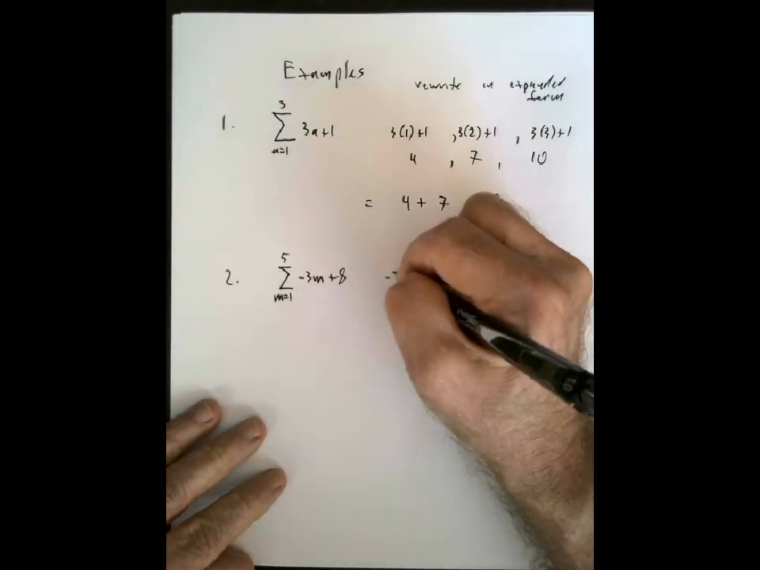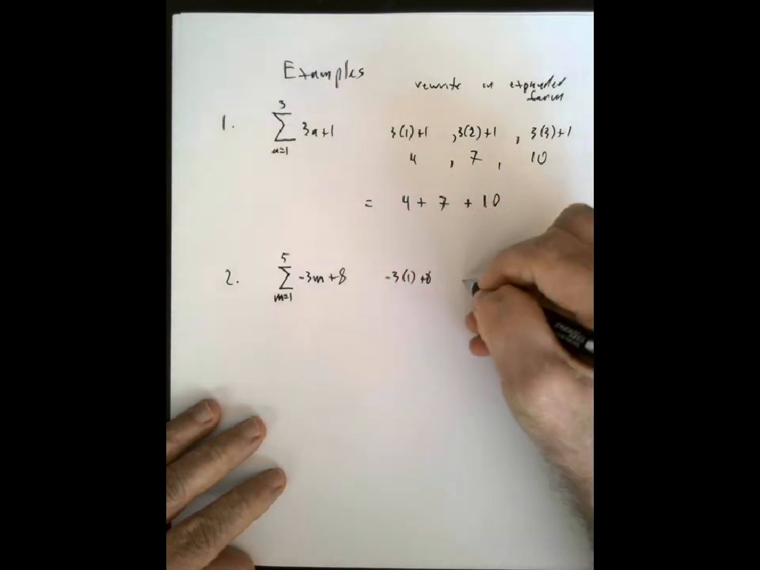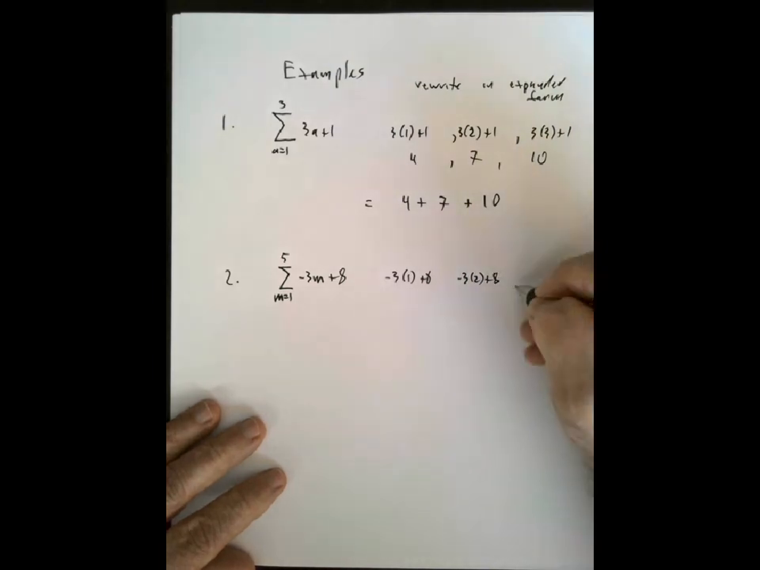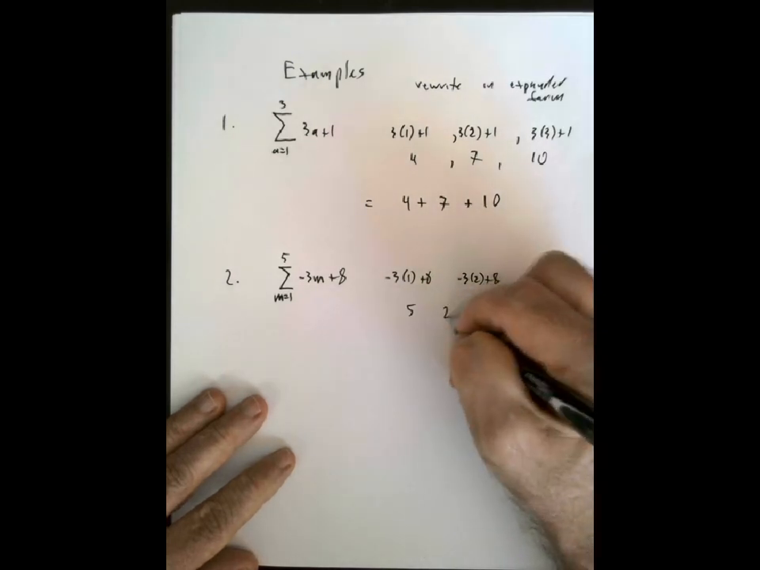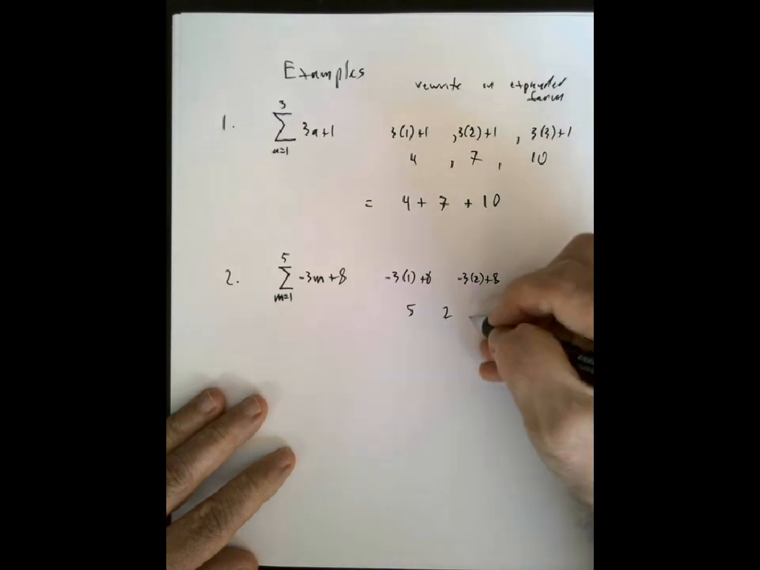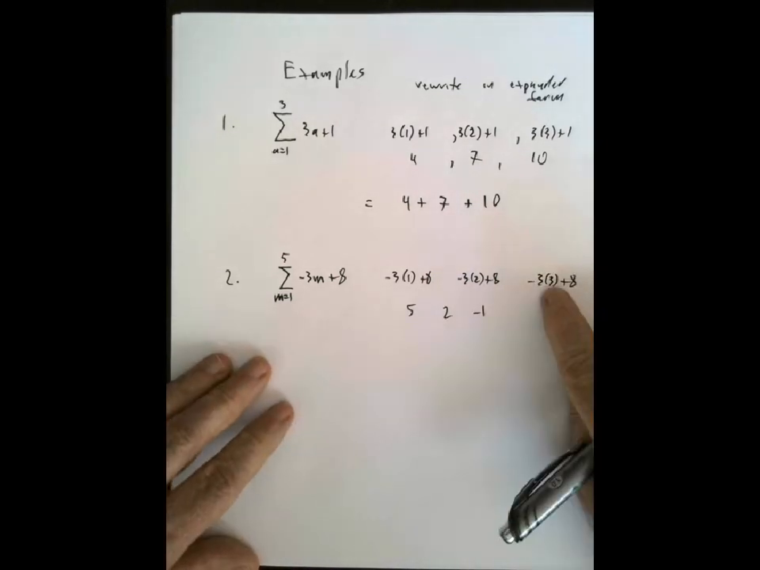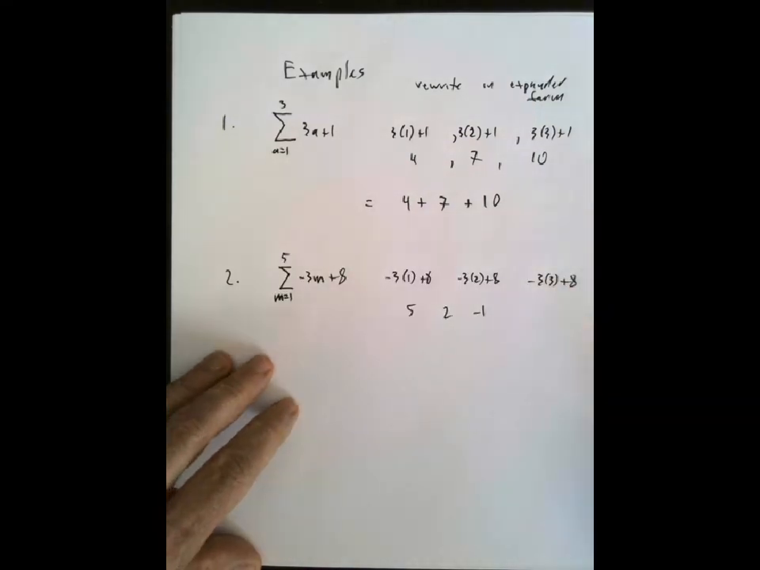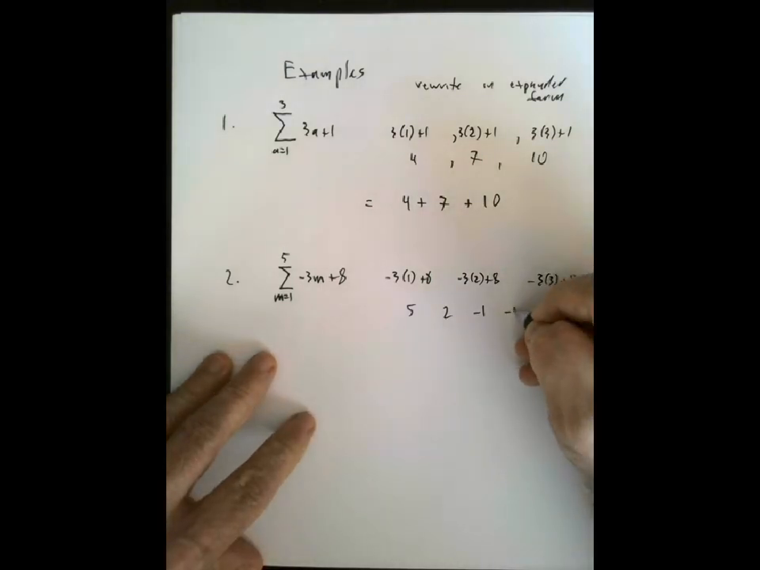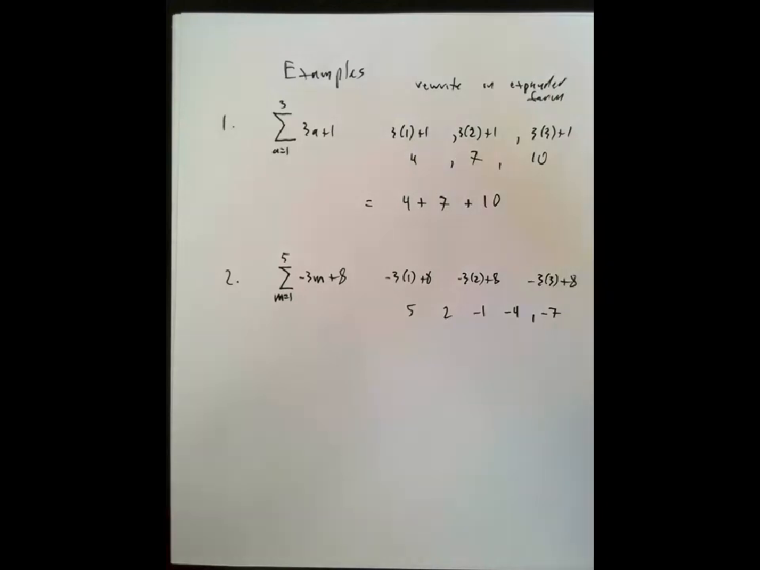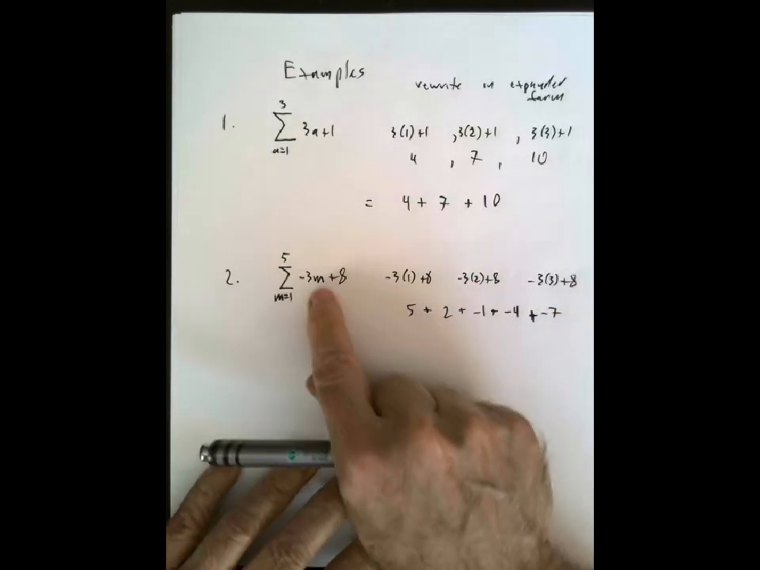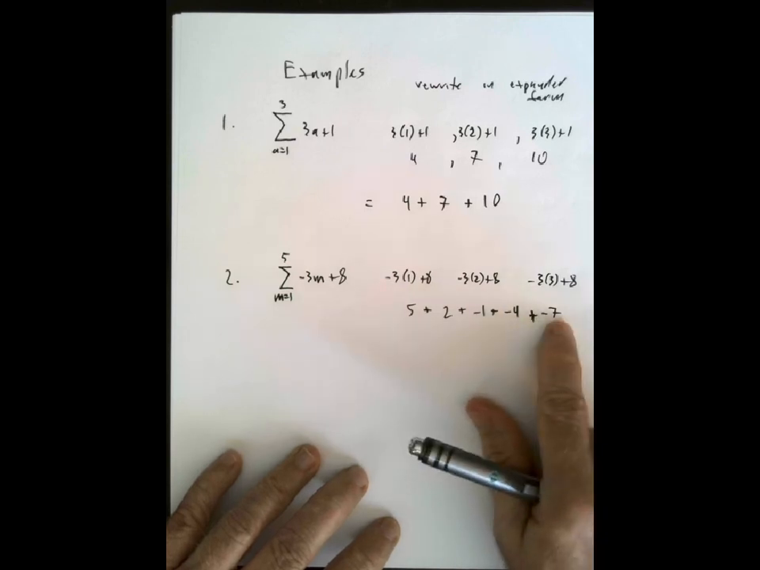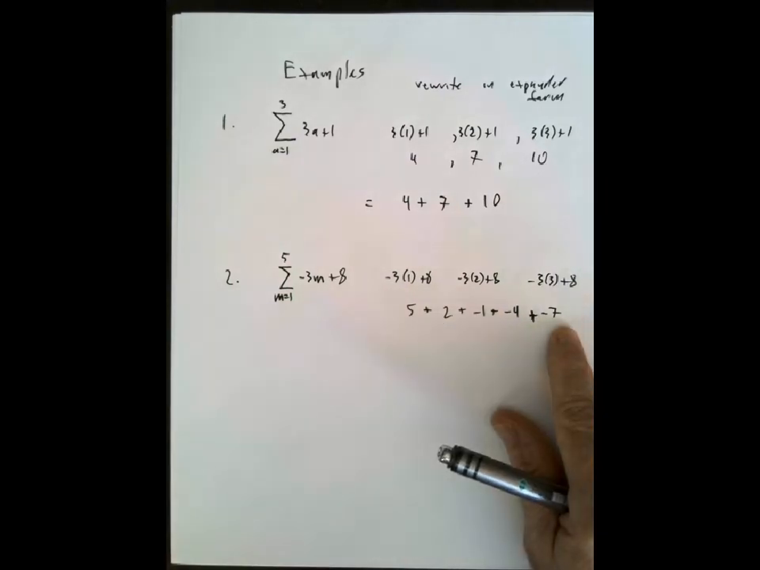So the first term is negative 3 times 1 plus 8. The second one is negative 3 times 2 plus 8. The third term is negative 3 times 3 plus 8, and so on, right? So this is 5, this is 2, this is negative 1, and then the fourth term and the fifth term would be negative 4 and then negative 7. Okay? And oops, it's not a sequence, it's a series. So here, we've generated the first 5 terms, 5, 2, negative 1, negative 4, negative 7, and then we've written them as a sum because it's a series. And that's the expanded form of that.